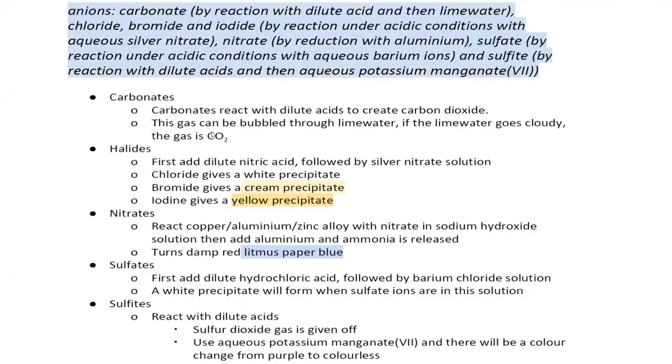So in the previous session, we discussed how to identify the positive ions. Now this is a test for the negative ions, how we can identify the negative ions. If you want to identify the carbonate ion, halides such as chlorine, bromine or iodine, nitrate, sulfate and sulfide, these are the tests and respective observations.